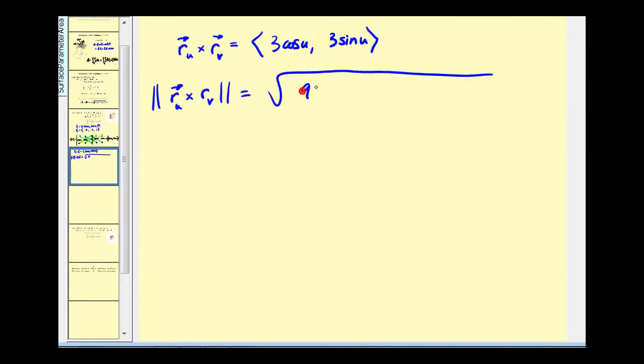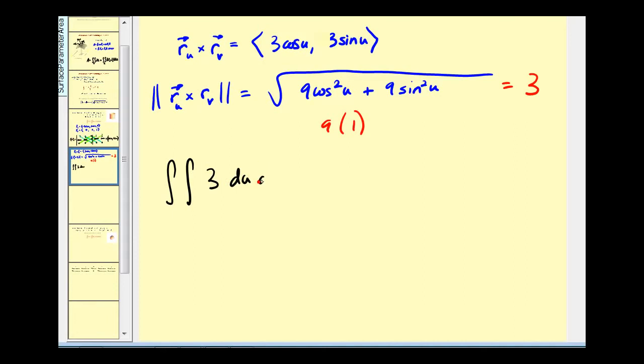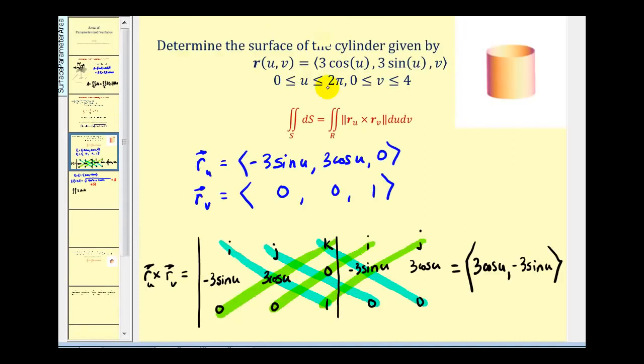So we'd have 9 cosine squared u plus 9 sine squared u. When we factor out the 9, we're going to have cosine squared u plus sine squared u. That's going to be equal to 1. So we have the square root of 9, which is equal to 3. So to determine the surface area, we're going to have the double integral of 3 integrated with respect to u, and then with respect to v. And the intervals for u and v were given.